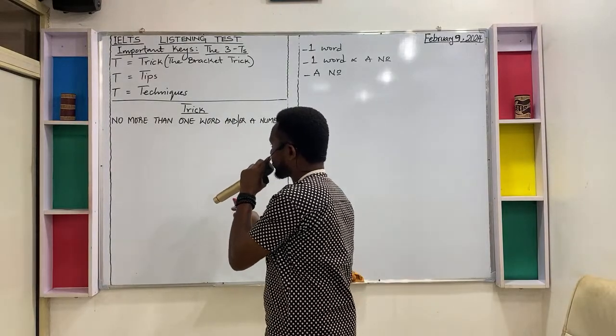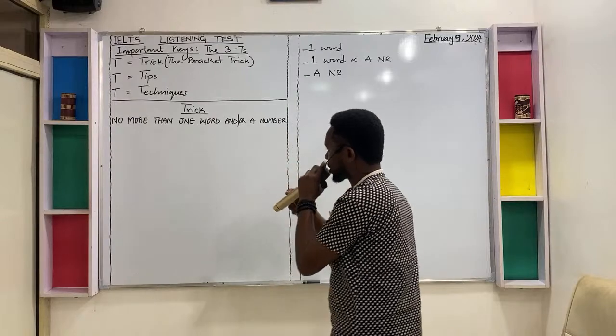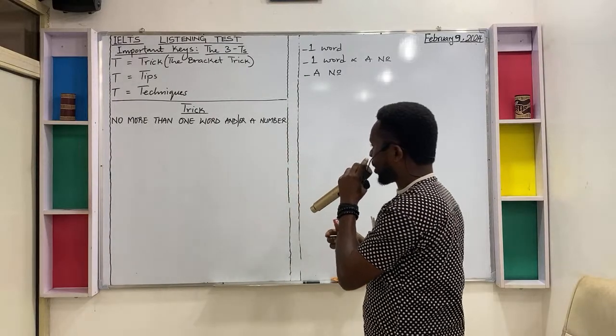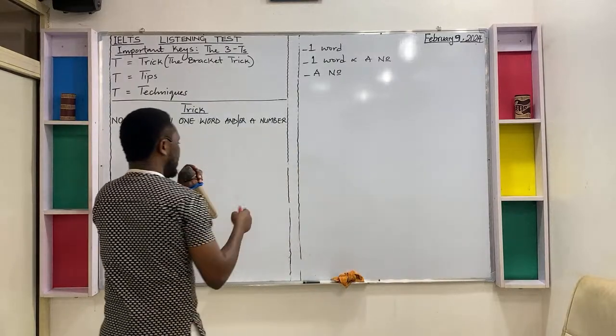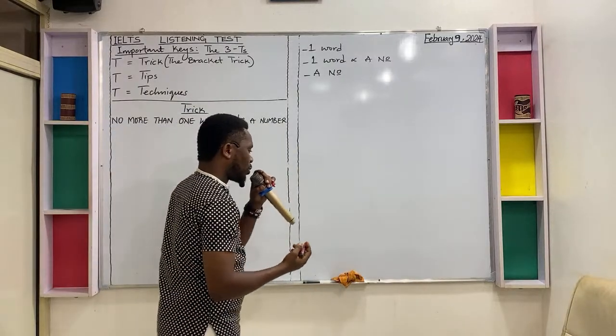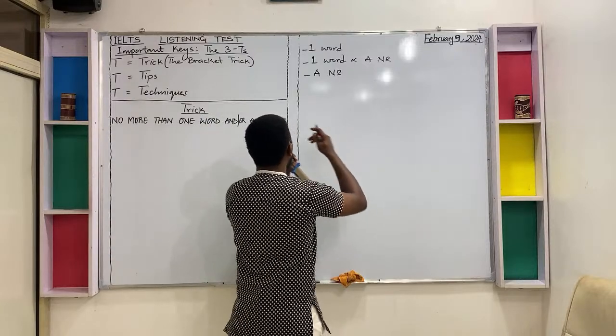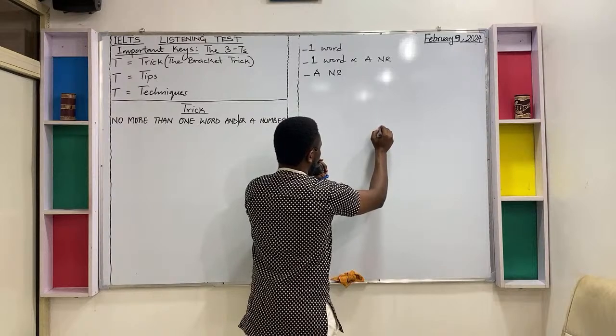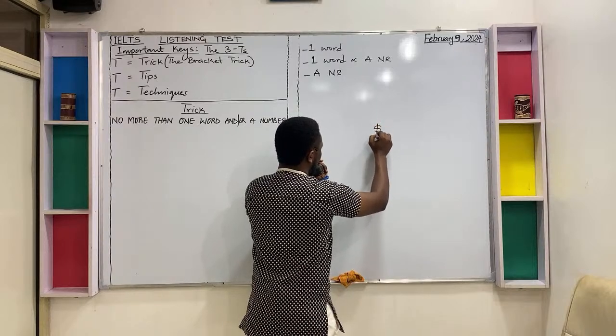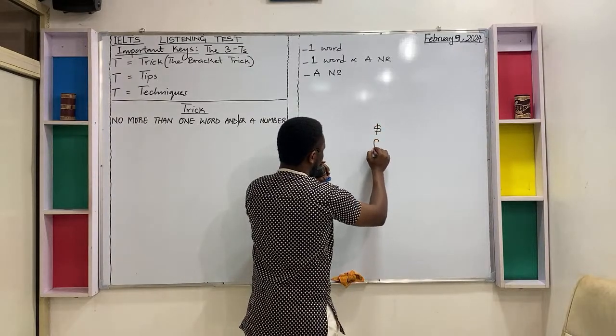You can as well apply the bracket trick when you are treating a section that says no more than one word or a number, if the question is talking about money. How does the bracket trick come in when you are treating money? First of all, let's establish the currencies that are popular in IELTS.